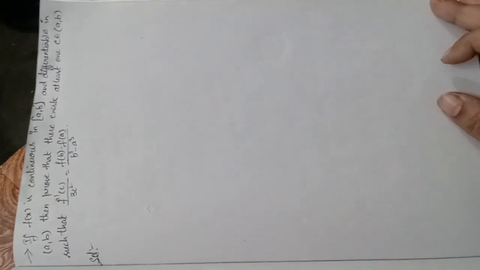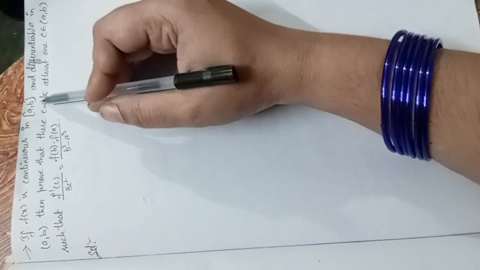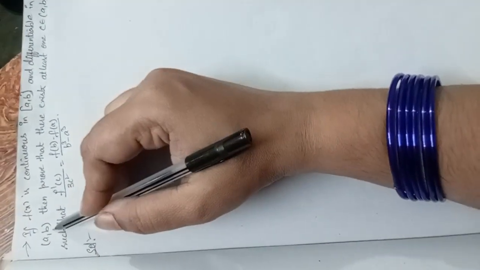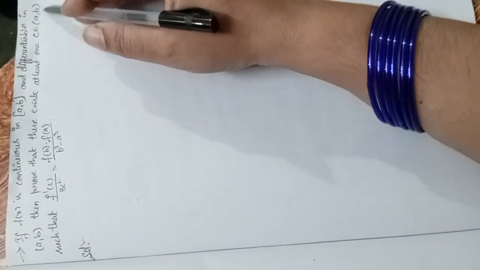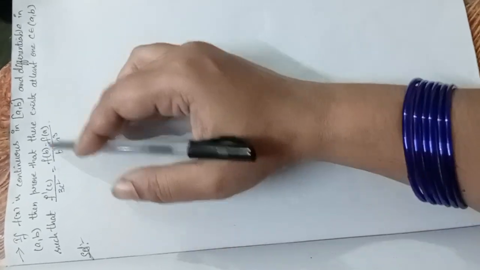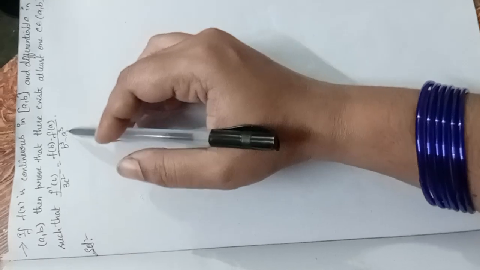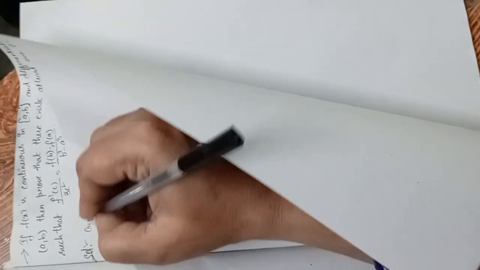Everyone, in this video I'm going to solve a problem from application of derivatives. The question is, if f(x) is continuous in the closed interval [a, b] and differentiable in the open interval (a, b), then prove that there exists at least one c belonging to the open interval (a, b) such that f'(c)/3c² = (f(b) − f(a))/(b³ − a³).